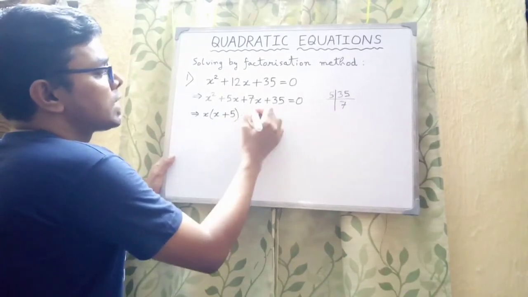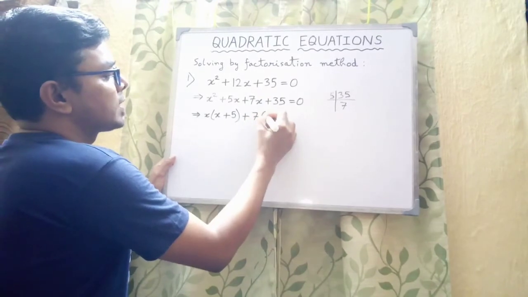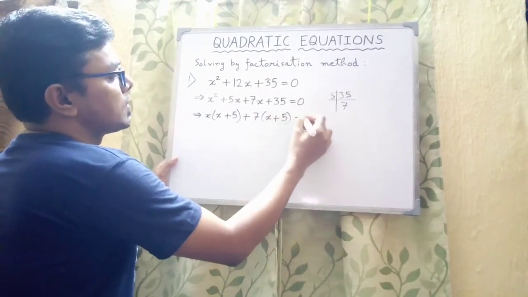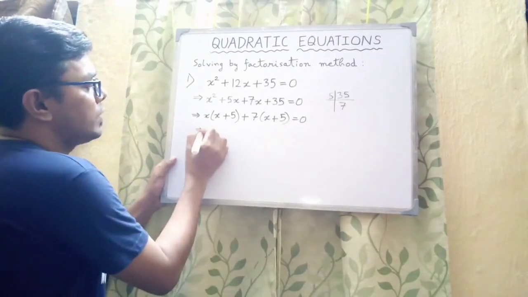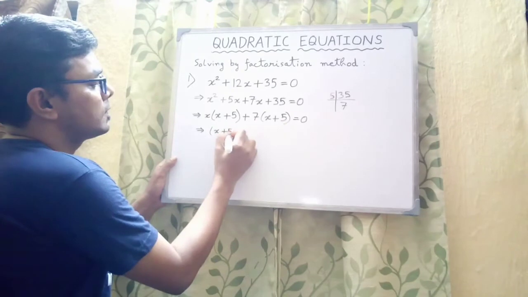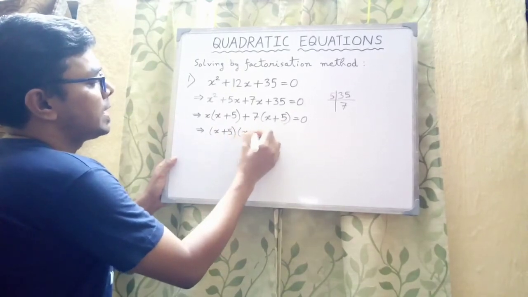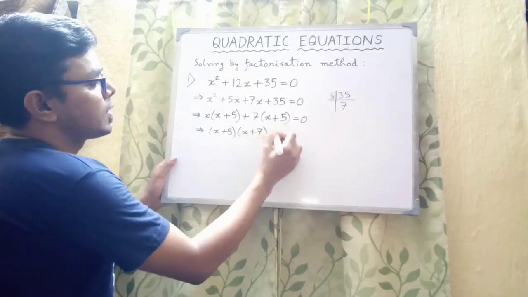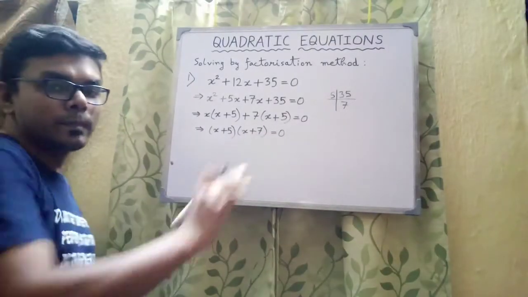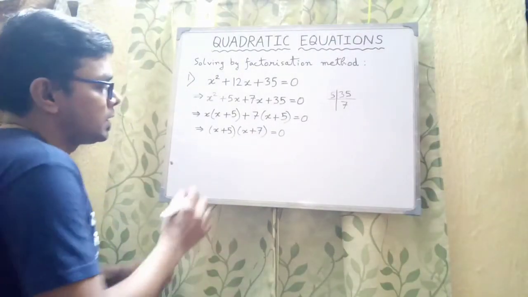Then from these two terms we can take 7 as a common factor, so x plus 5 again equals 0. Now we have x plus 5 as a common factor, so we can write x plus 5 multiplied by x plus 7, the whole thing equals 0. So now our problem is solved.